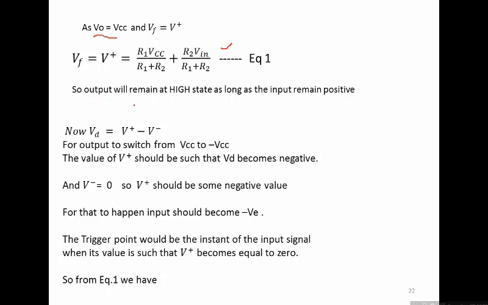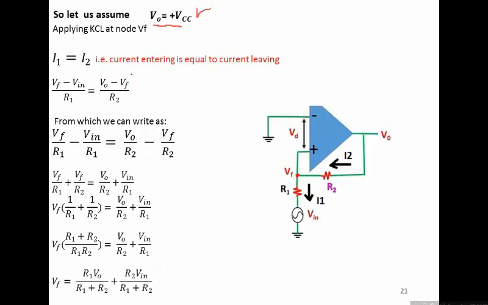So this is a very important observation, that the output will remain at high state as long as the input remains positive. That is, you can see in the circuit, whenever the voltage at this terminal is some positive value, then it would always be greater than 0, and the output would always stay at plus VCC.